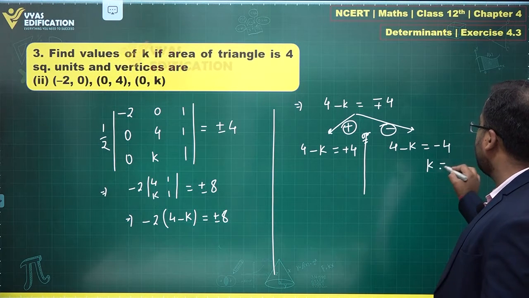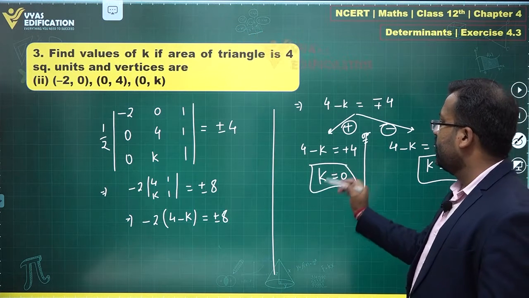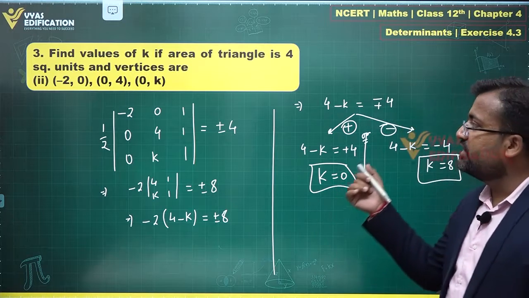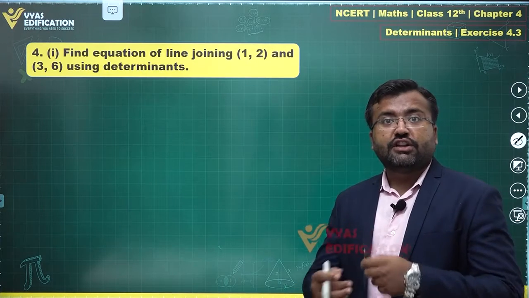This will give me K equals 8, and this will give me K equals 0. The correct answer is K is equal to 0 or K is equal to 8. That's the correct answer for this question over here. Is that all? Yes, that's all that you have in this question. Let's solve this question next.